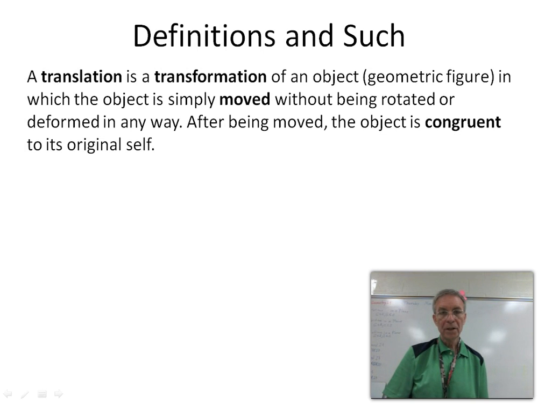Okay, so a translation is simply a transformation of an object or geometric figure in which the object is simply moved without being rotated or deformed, or what that word means, changed in any way. After being moved, the object is congruent to its original self.